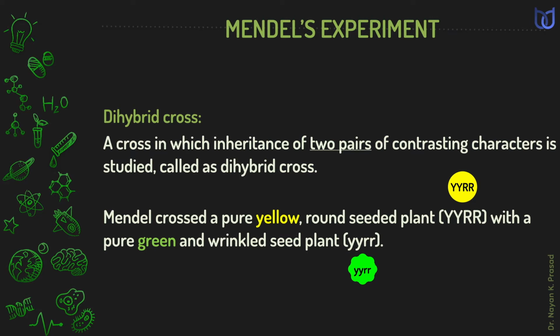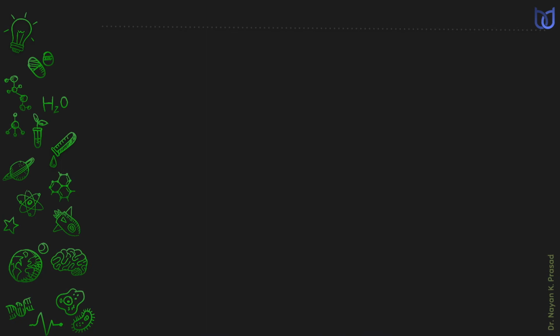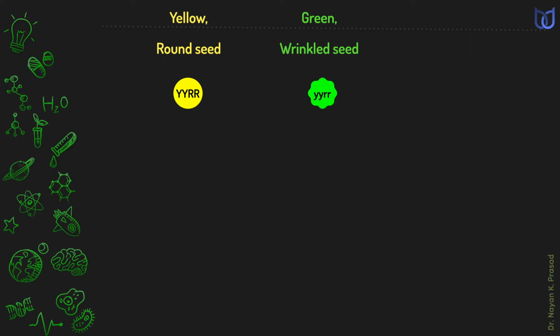Now let us discuss the experiment. So we take one plant with yellow and round seeds and another one with green and wrinkled seeds. As mentioned earlier, we shall show the yellow and round seed as capital Y, capital R. Similarly, the green and wrinkled seed is shown as small y, small r. These belong to parental generation or P generation.